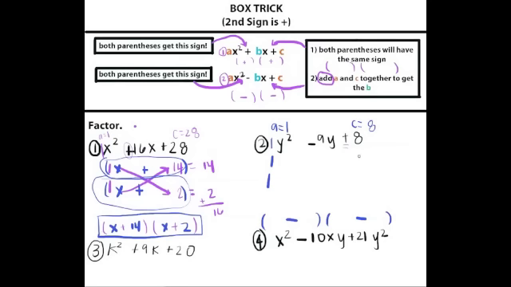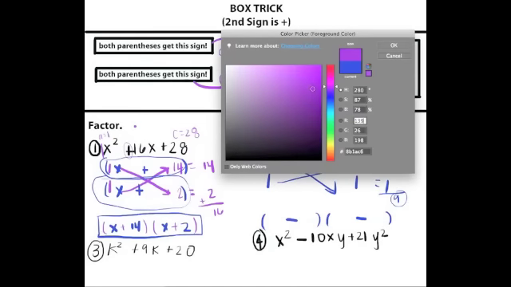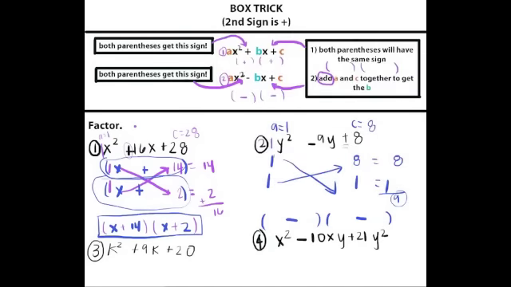Let's try another combination of 8. Let's try maybe 8 times 1. Okay. 1 times 1 is 1. 1 times 8 is 8. If I add these together, I get 9. So this is the combination. That's the one, okay? So the way that we will work this out is we go across. So here's a parenthesis. 1x minus 8.